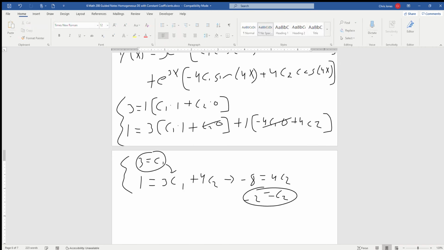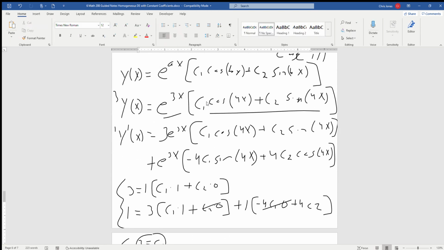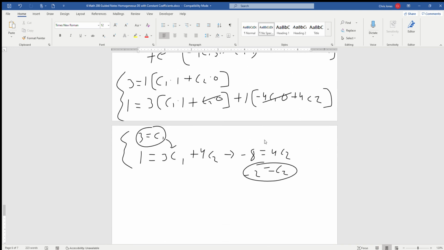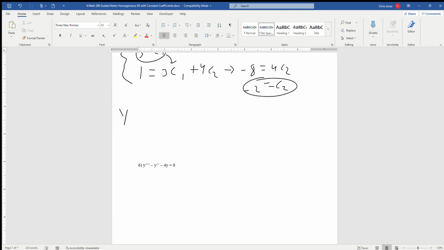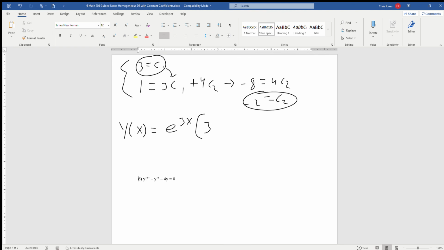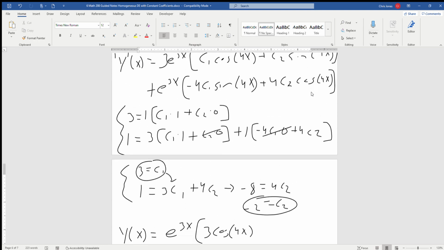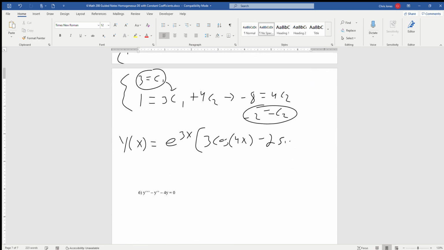So now we can go ahead and write the final solution to this by substituting back in for c1 and c2. We have 3 and negative 2. So our y of x is going to be equal to e to the 3x. We said that c1 was 3, so that's 3 cos of 4x. And then we had minus 2 sine of 4x. So this should be the solution to our initial value problem.